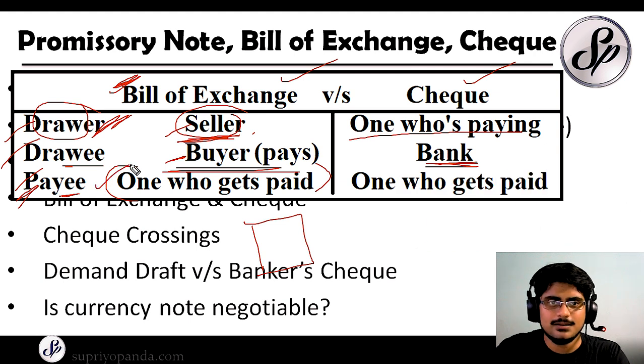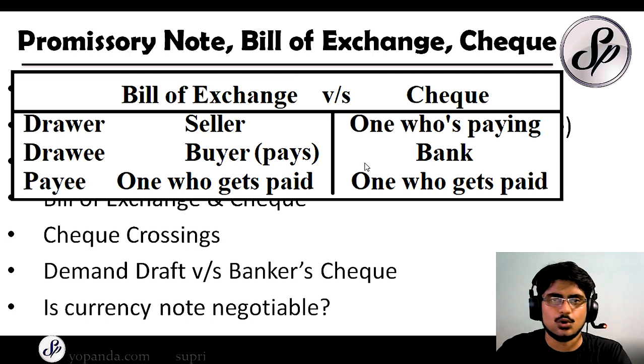So that is the payee in case of a bill of exchange, and in a check the one who gets paid, that is the payee. So if I am writing the name of somebody on a check, the person who is going to get the money, that is the person who is going to get paid, and that is all about the different types of drawer, drawee and payee. So you understand now the differences between all of these things.